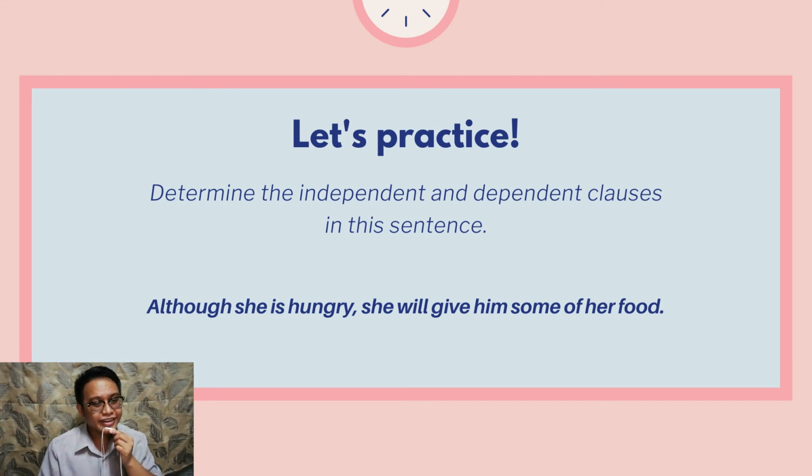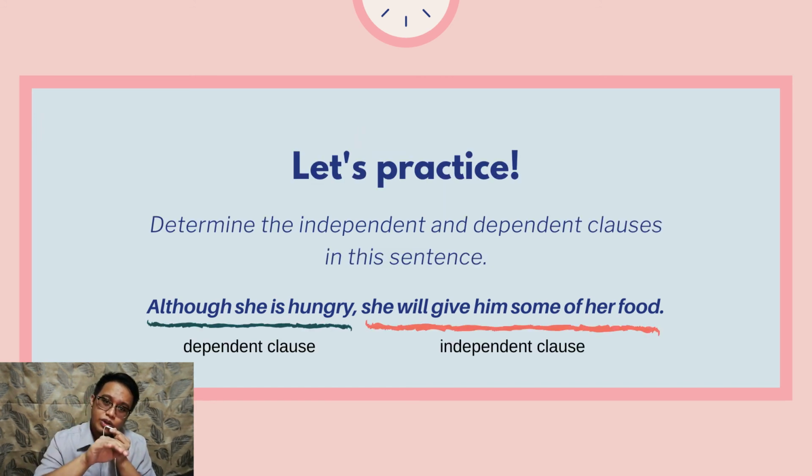Humana? Are you done? Okay? Sige, so asa man ang independent clause ani niya? The independent clause is, good, she will give him some of her food. Because that can stand alone. Dili siya manginahanglan og something to stand alone. But ang atong dependent clause is, of course, the other one.